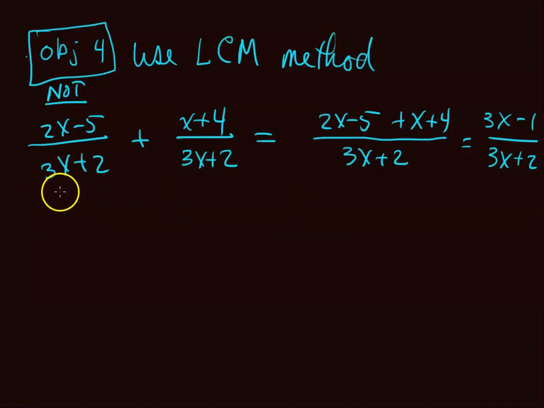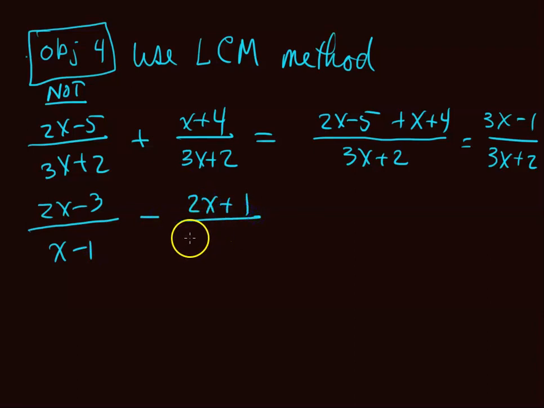But if we need to use that method, say 2x minus 3 over x minus 1, suppose we're subtracting 2x plus 1 over x plus 1. I will probably ask for the least common denominator, because that'll show me that you understand. I've got to use both of these factors. Don't have to factor anything because it's already factored. Both of these need that.